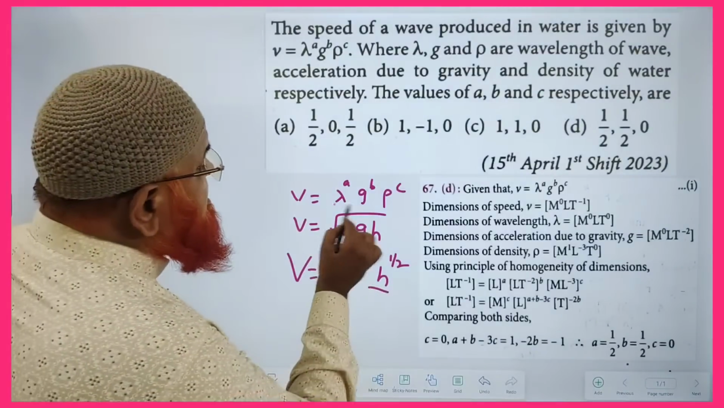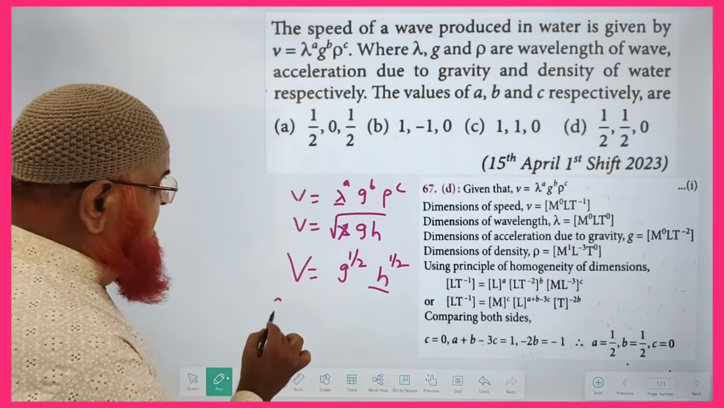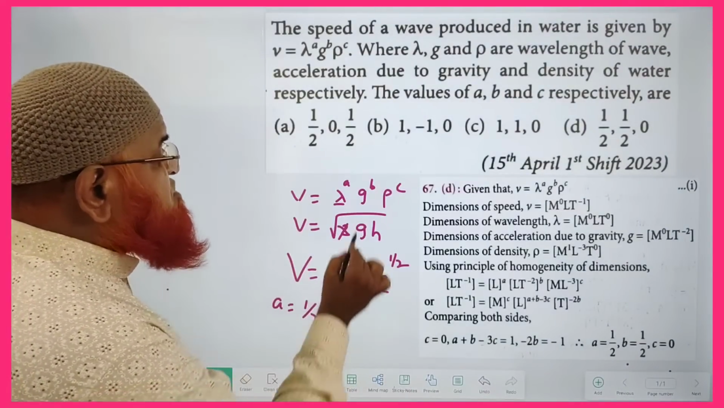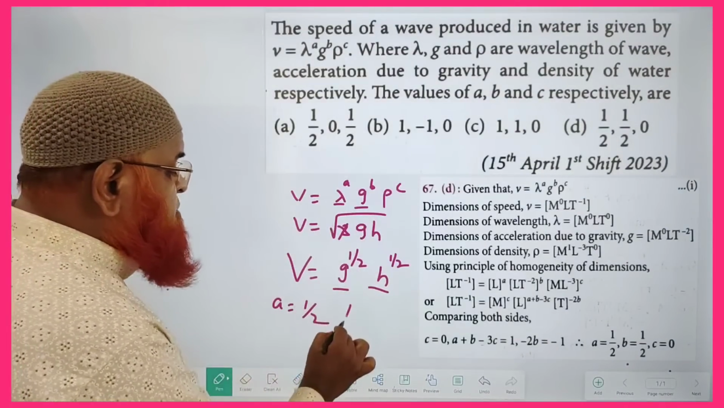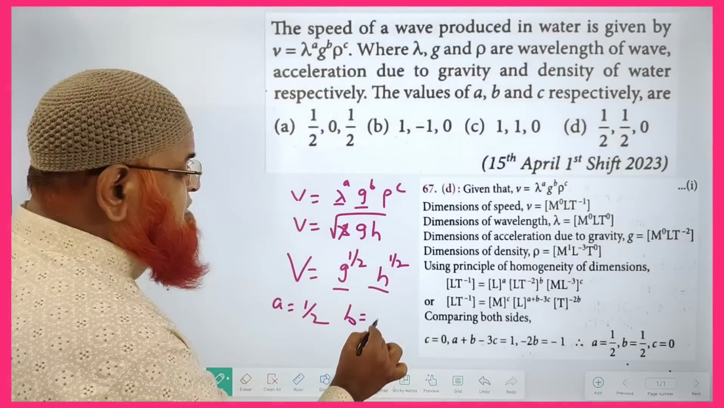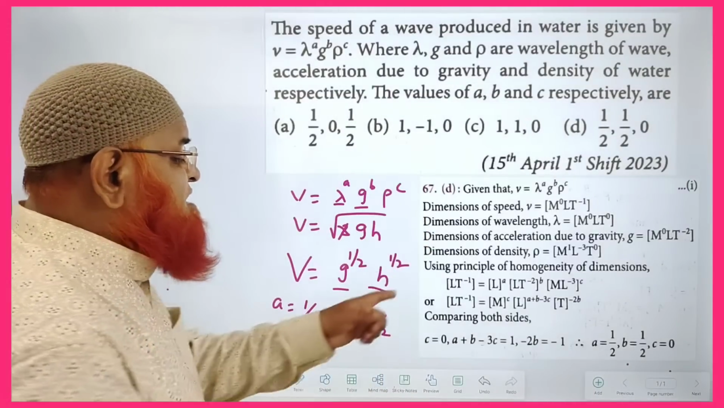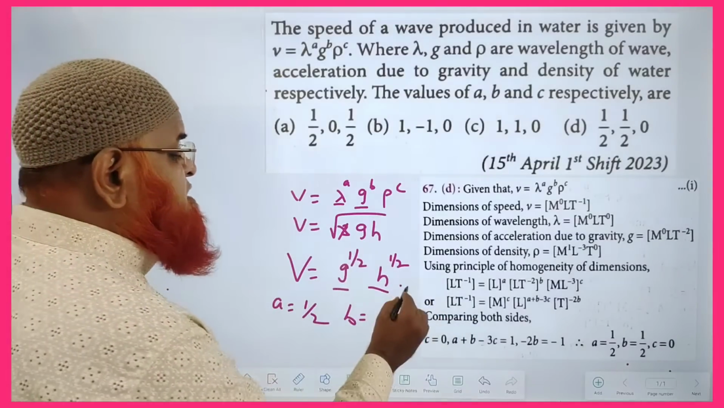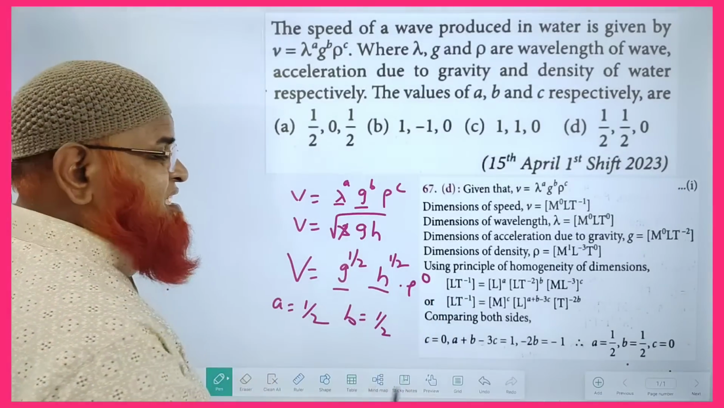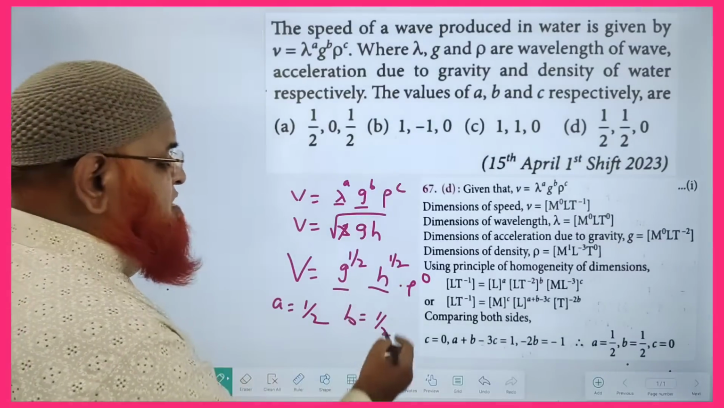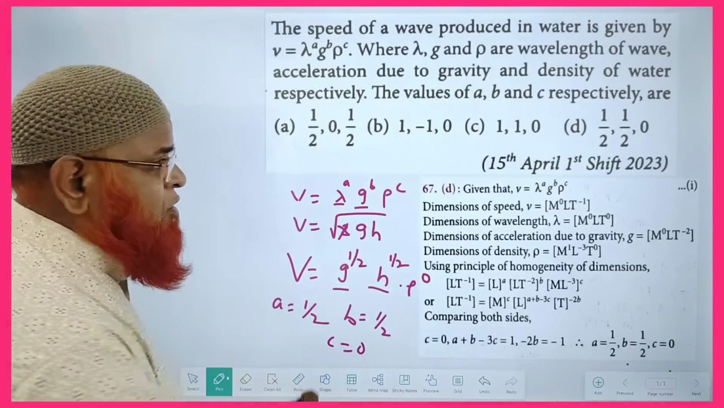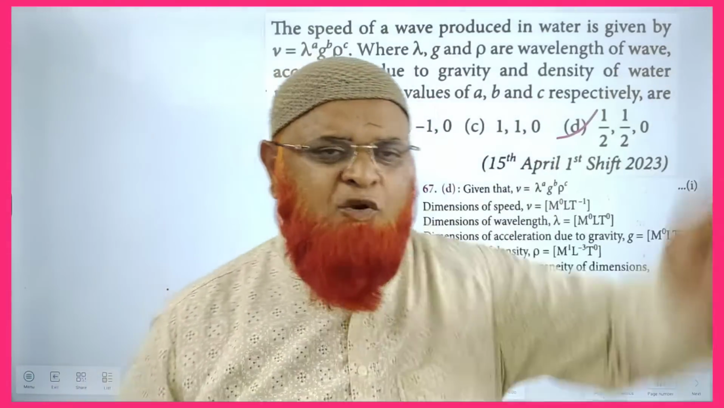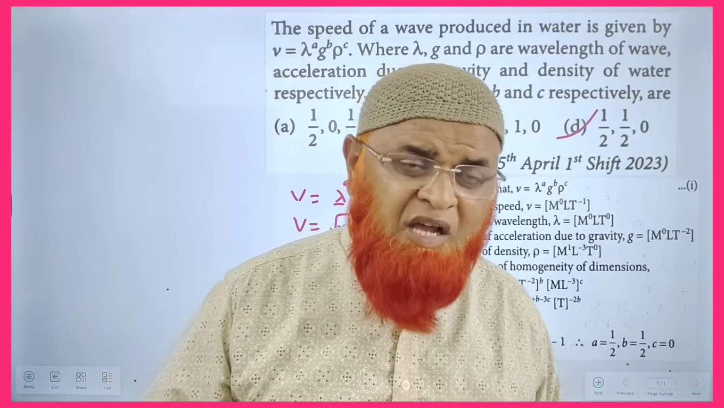If you compare these two, the power of lambda, a, will become 1 by 2. For g, if you compare, b is nothing but 1 by 2. In this formula, there is no density, but here density is given. If nothing is given, that means rho power 0. Nothing is there, 1 is there. So rho power 0, that means c is equal to 0. So therefore D option is correct. Hope you have enjoyed this formula and solutions.